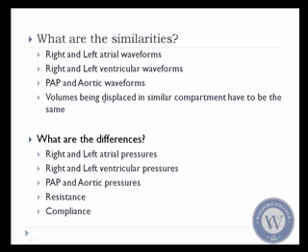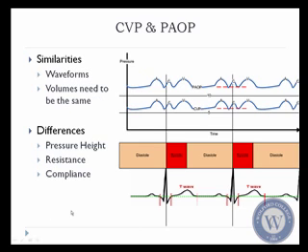You see that the pressure wave heights are different. So the pressures are different. The volumes displaced are not. Okay. What also is different is that right and left ventricular pressures are different. And you can also have differences in PA and aortic pressures simply because of differences in resistances. So compliance is also an important factor.